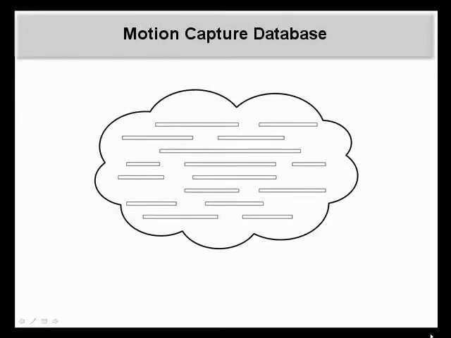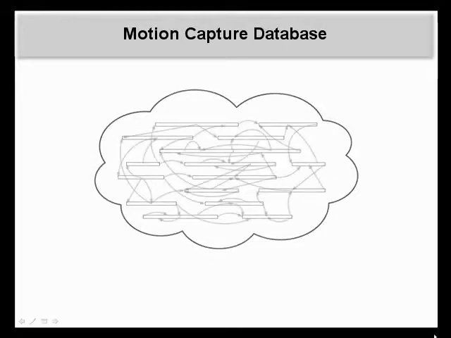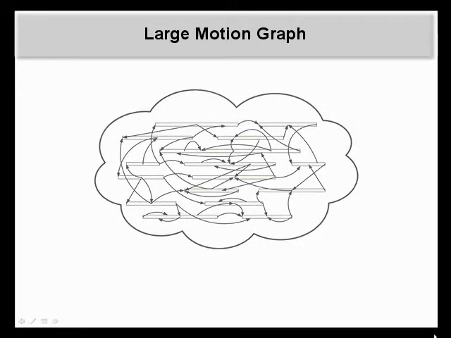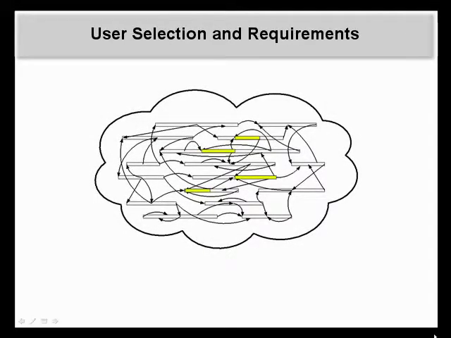We first compute a motion graph from the large motion capture database. A user selects a few motion segments that are required by her application. The user also specifies a set of requirements that reflect the application needs. For example, an upper bound on transition time between selected motions.